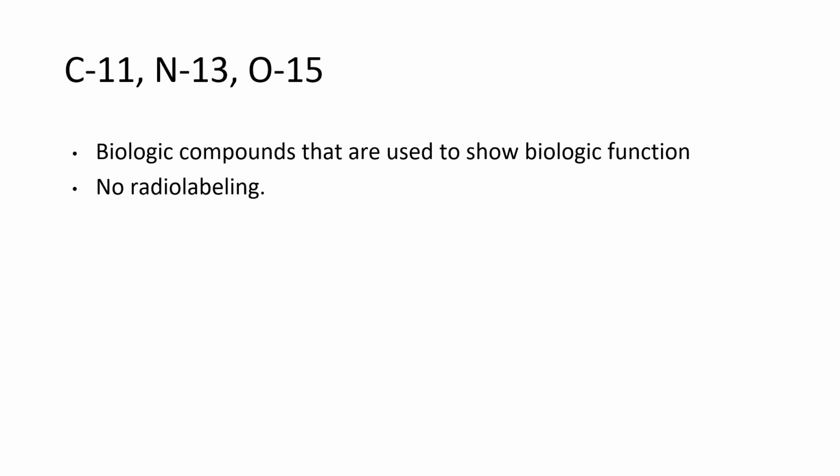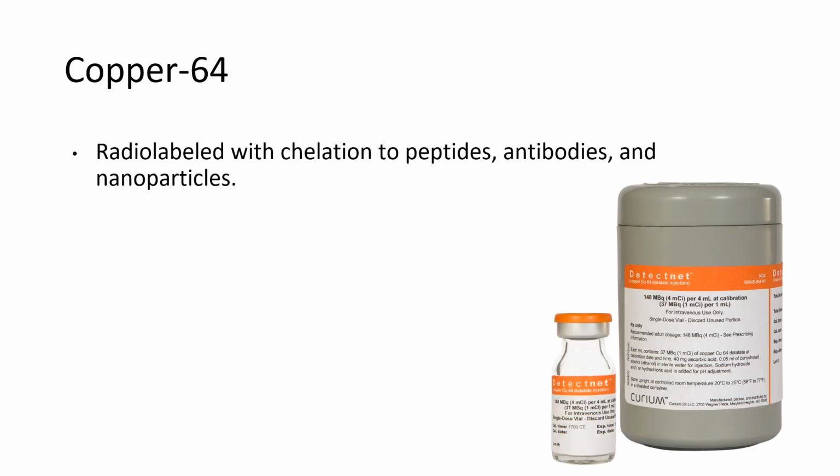Now, carbon-11, nitrogen-13, and oxygen-15 are biologic compounds that are used to show biologic function. So for these, no additional radio labeling occurs. They are used in their pure form straight out of the cyclotron. Copper-64 is a little bit different. It requires radio labeling. So it's radio labeled with chelation to peptides, antibodies, or nanoparticles. And the picture that's here is the Netspot. That's a brand name for copper-64 dotatate, which is used for neuroendocrine tumor imaging.